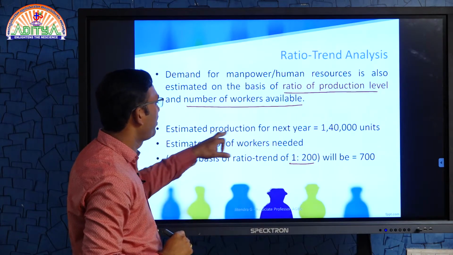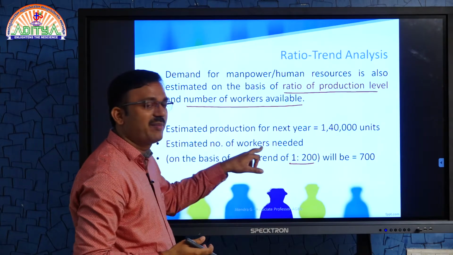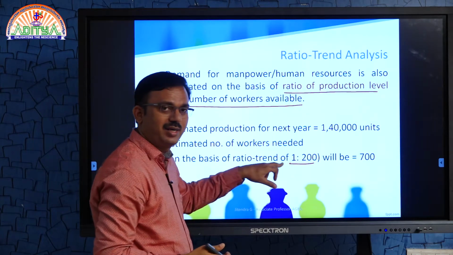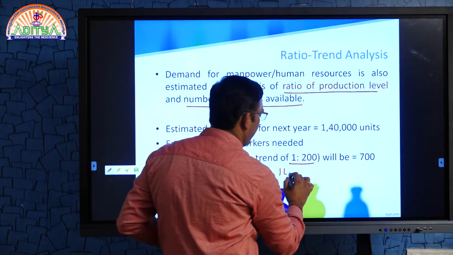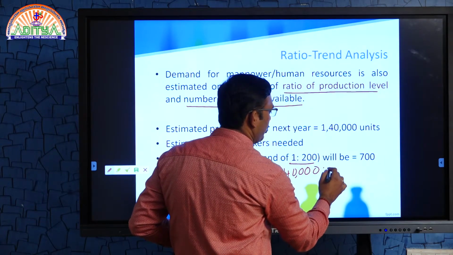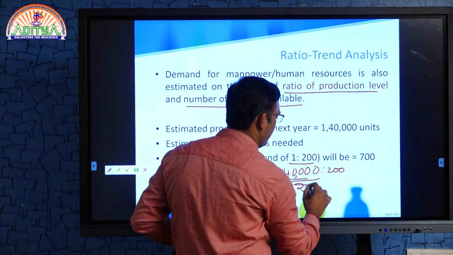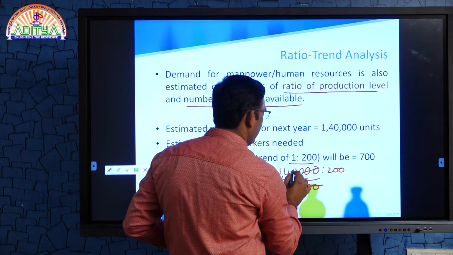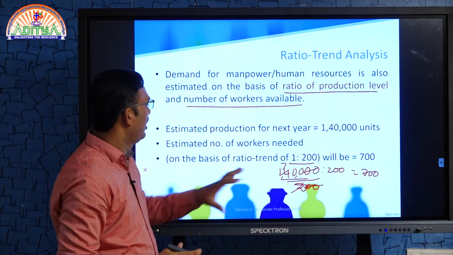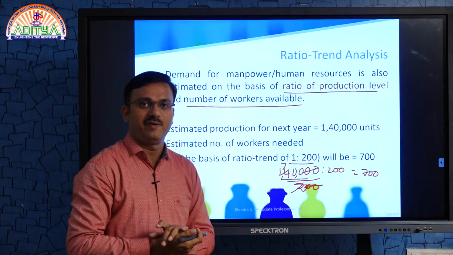For example, here the estimated production for the next year is 1,40,000 units. From 1,40,000 units, the estimated number of workers needed, given 1:20, means 1,40,000 is to 200. Then we can know the number of employees: 700 in total. Likewise, by knowing the different ratios given in the organization, we can estimate the number of manpower.